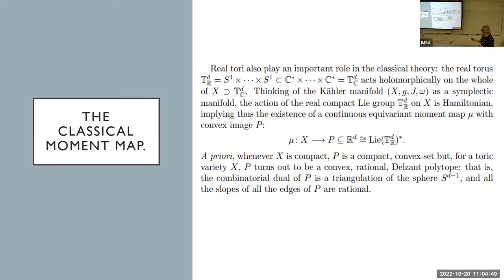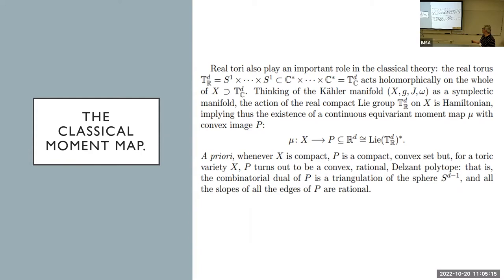And so you have the moment map for this Hamiltonian action going into R^n, that is the Lie algebra of the torus. Its image P is a compact convex set by the theorem of Atiyah, Guillemin, and Sternberg. But it's more in this case.